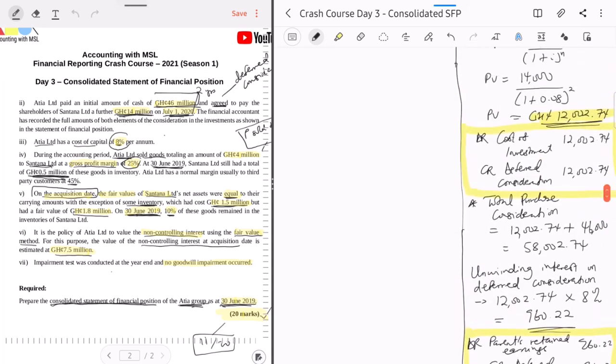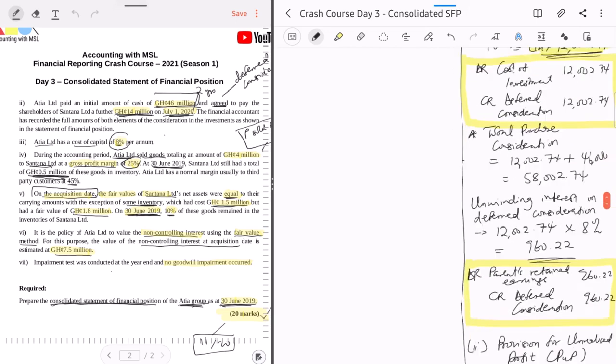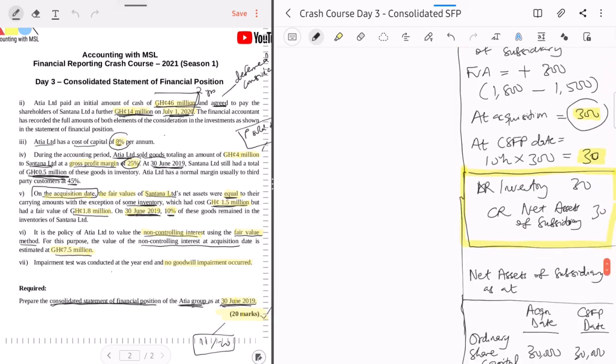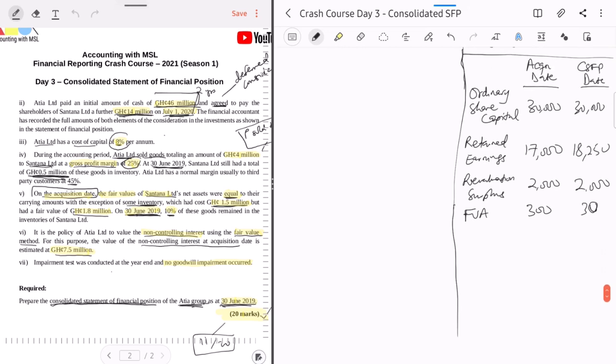Unwinding interest for parent. Cost of investment. Yeah, so that's it. This question doesn't have anything else for the subsidiary to be recorded here. So we can close off and find the total. So here, what is the total here?